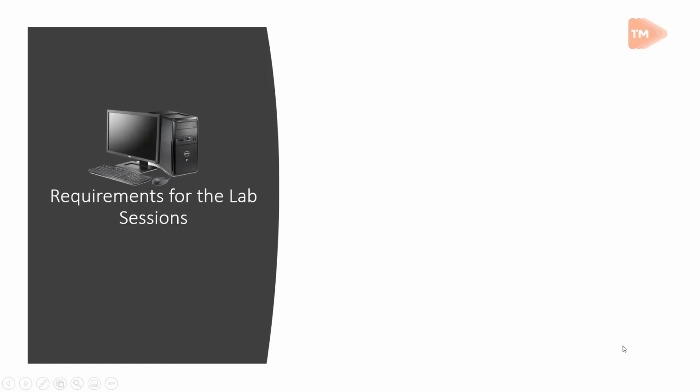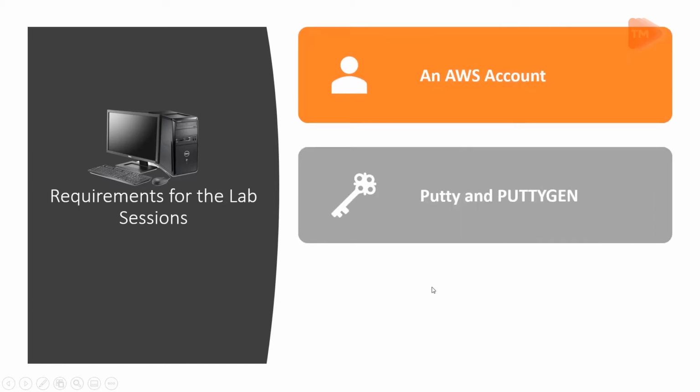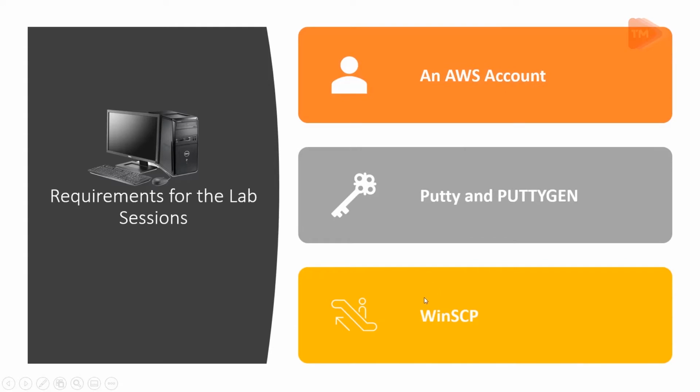First of all, the requirements for the lab sessions are going to be an AWS account, PuTTY and PuTTYgen, and WinSCP. We need these to do these particular labs. The AWS account is of utmost importance. I have shared the details in the previous video and this video as well, so you can check how you can create a trial account on AWS.